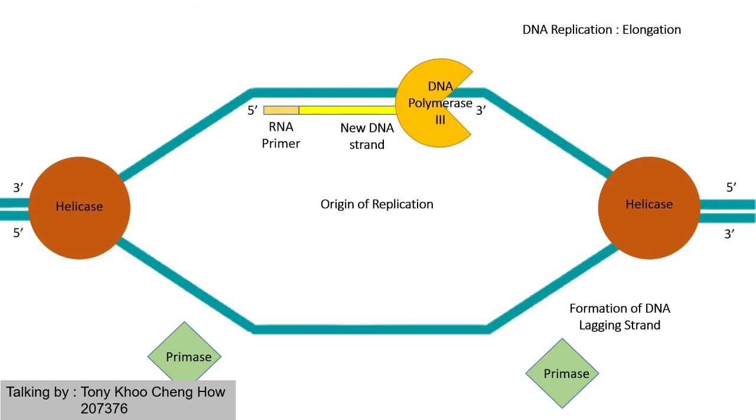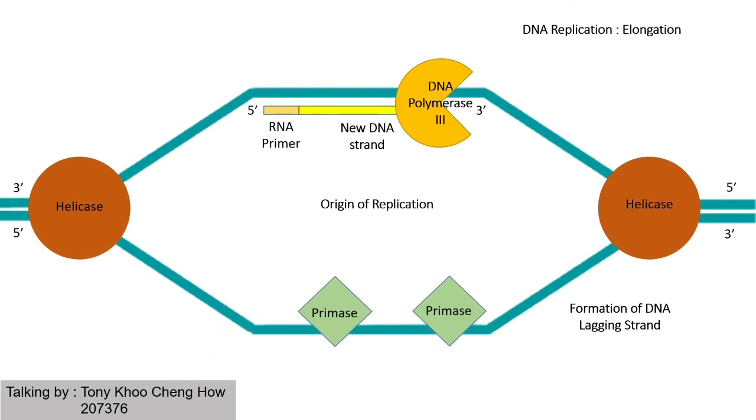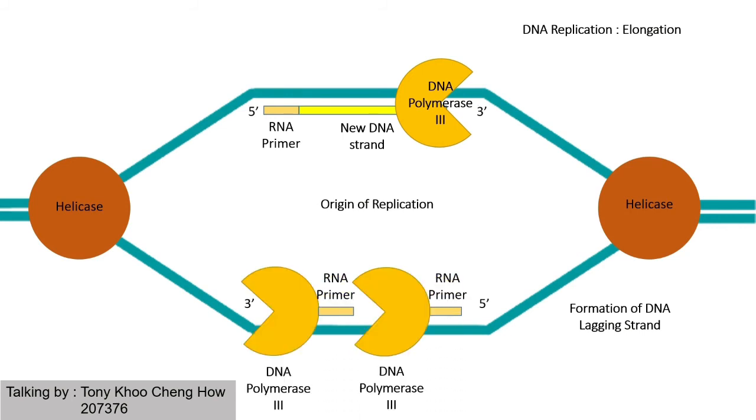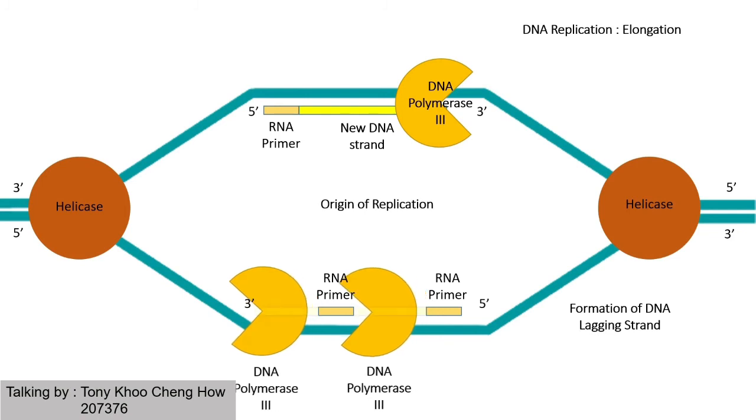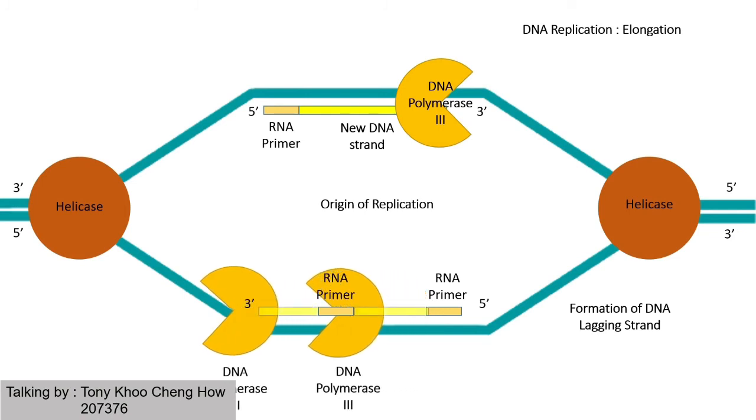At the same time, multiple primases bind to the lagging strand to form RNA primers. After these primers are formed, the primases detach from the lagging strand. The lagging strand begins replication by binding of DNA polymerase III to the RNA primer. Each primer is only several bases apart. DNA polymerase then adds pieces of DNA called Okazaki fragments to the strand between primers. This process of replication is discontinuous as the newly created fragments are disjointed.